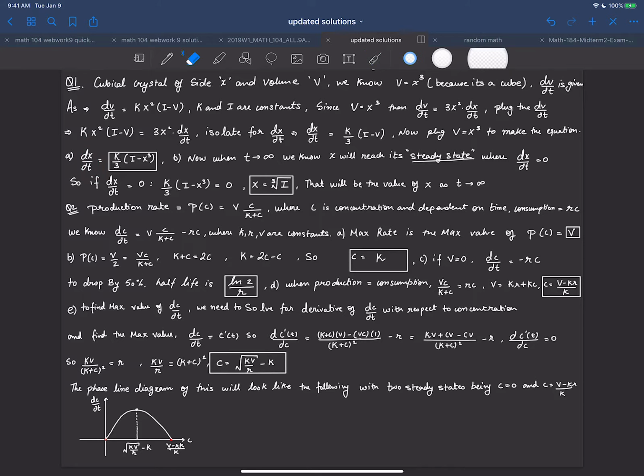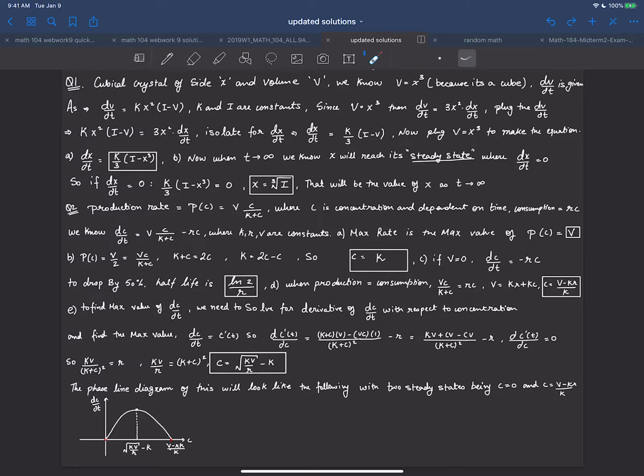So in this case, I must be equal to x cubed in order to make this whole thing go to 0. And when you isolate for this equation here, the x that should make this whole thing equal to 0 is the cube root of I. And that will be the value eventually when t goes to infinity, because once x reaches that point, dx/dt will stop, as given by the differential equation.